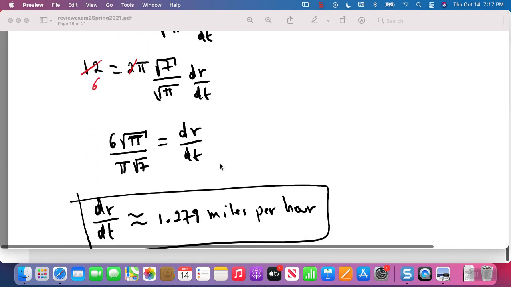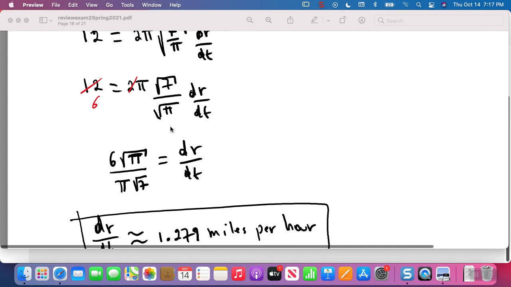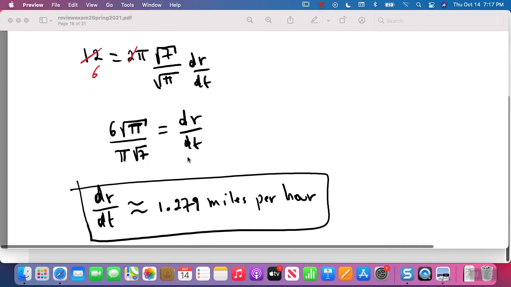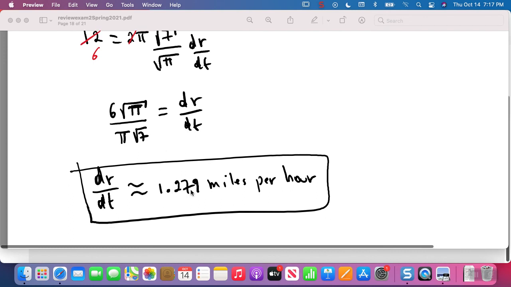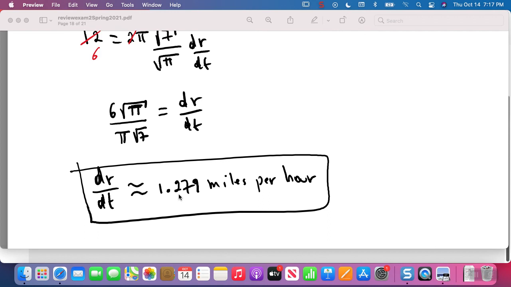For dr/dt, we simplify the 2, then multiply both sides by the square root of pi to get 6 times the square root of pi over pi times the square root of 7. We use a calculator to estimate this to three decimal places, which is 1.279 miles per hour. That's how fast the radius is increasing.